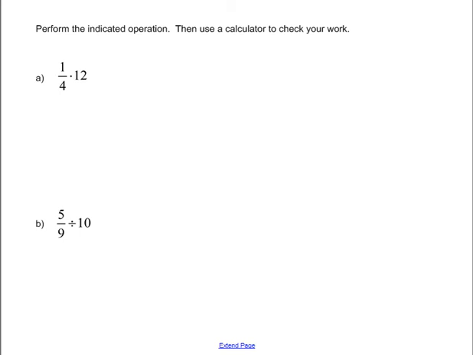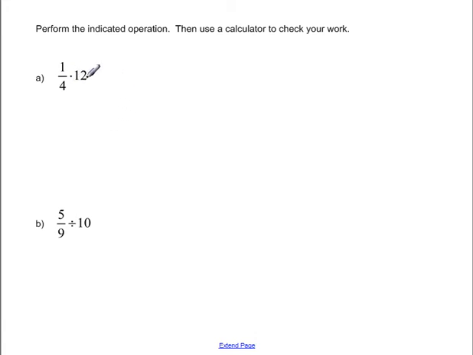Perform the indicated operation, then use a calculator to check your work. So in these two examples, notice that our operations are different. The first example has multiplication for the operation, and our second example has division, so we'll have to be careful of that. We also want to notice that we have fractions being multiplied by whole numbers.